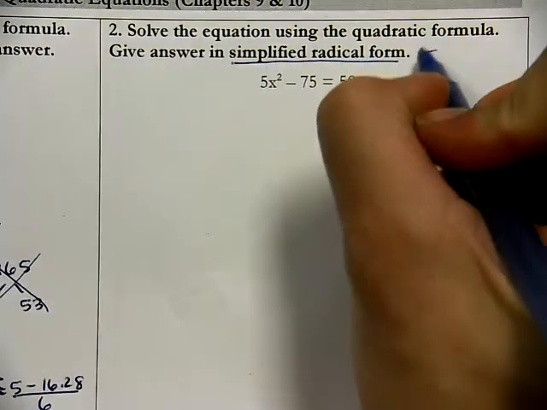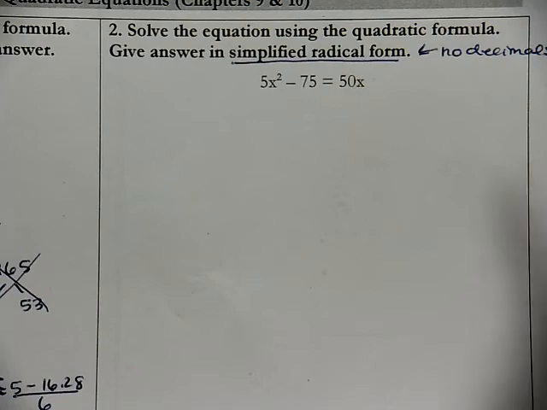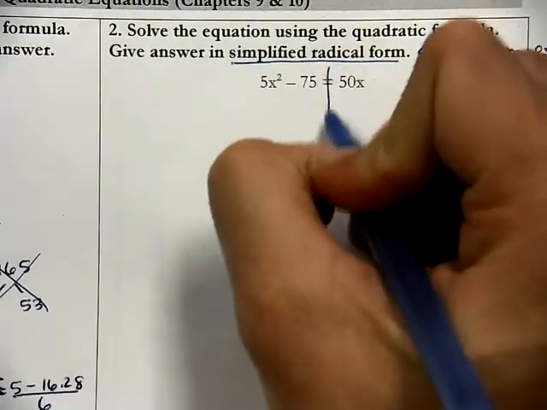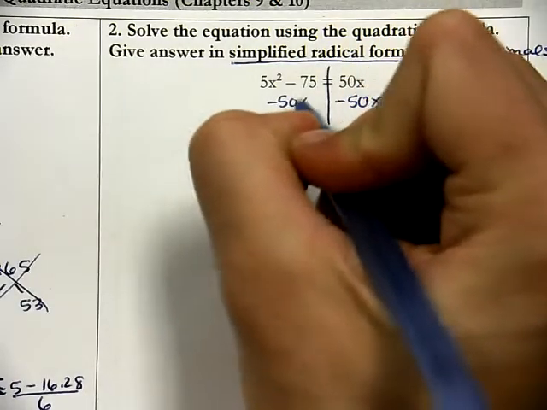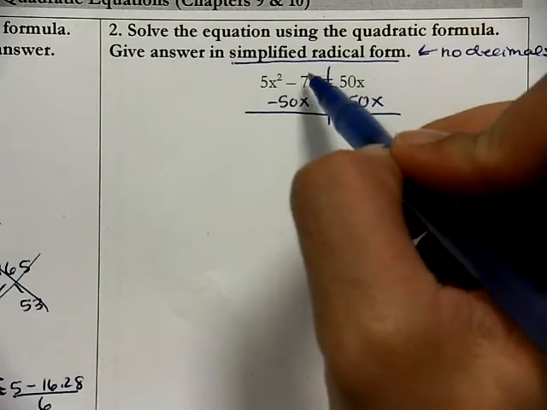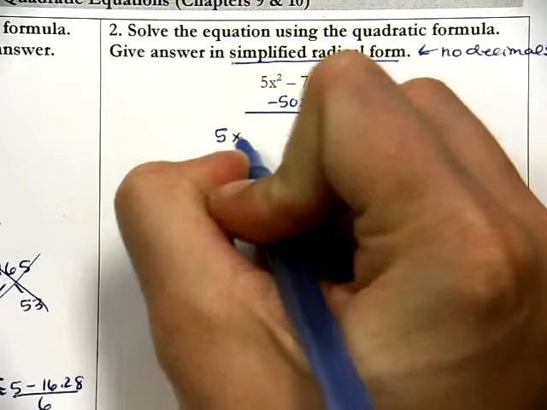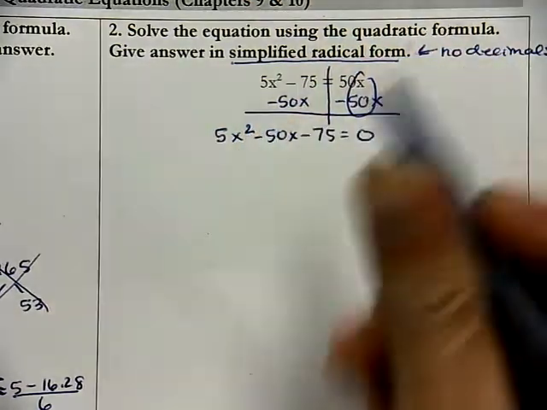So when it says simplified radical form, I don't want decimals. You're going to see a radical, a square root in your answer. Again, it's not set equal to 0, so I do need to get it set equal to 0 first. I could move the 50x over, or I could move the 5x squared and negative 75. However, because it's only one term that I have to move over here, I'm going to go ahead and do that. So that's 5x squared minus 50x minus 75 equals 0.